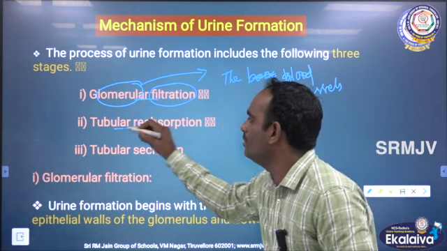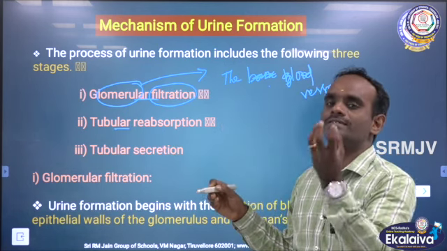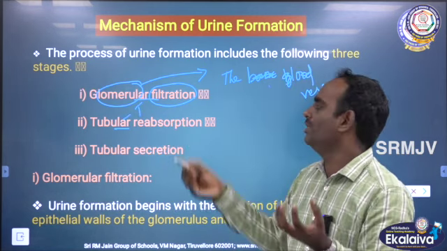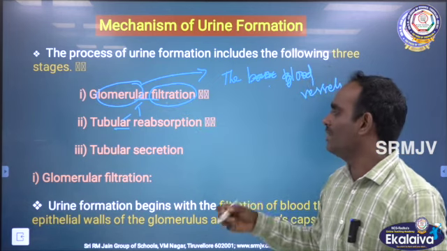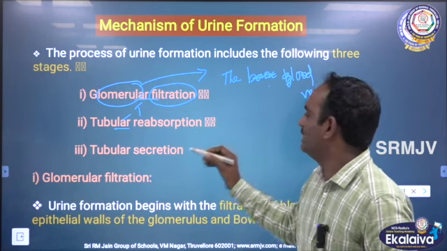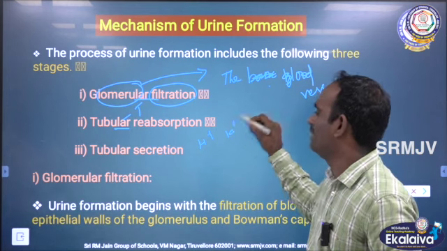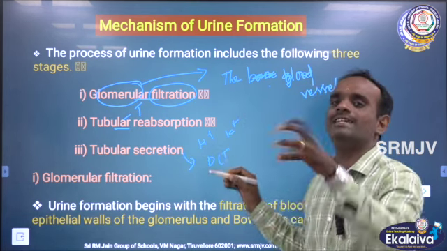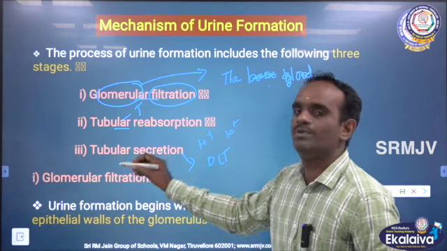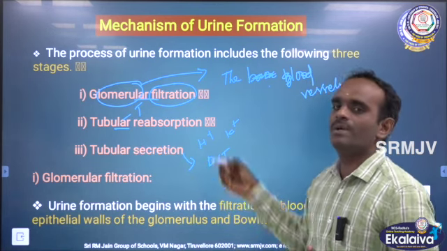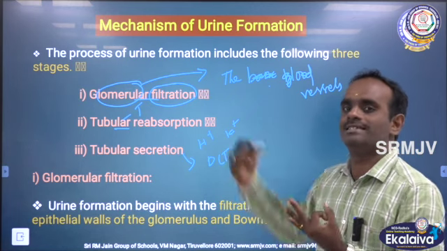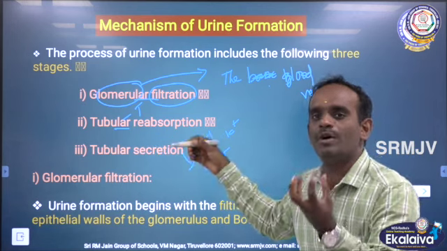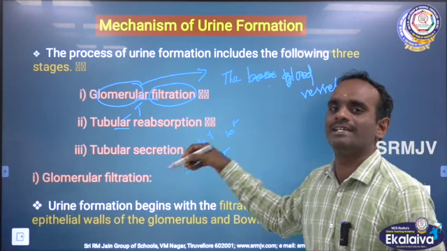Second one is tubular reabsorption. Tubular is nothing but tube. They are having reabsorption. So, tubular reabsorption. Third one is tubular secretion. Secretion of H plus ion, K plus ion takes place in the tubule, especially in the DCT, distal convoluted tubule. So, it is said to be tubular secretion. So, urine formation has three stages or three steps. One is glomerular filtration, second one is tubular reabsorption, and third one is tubular secretion.